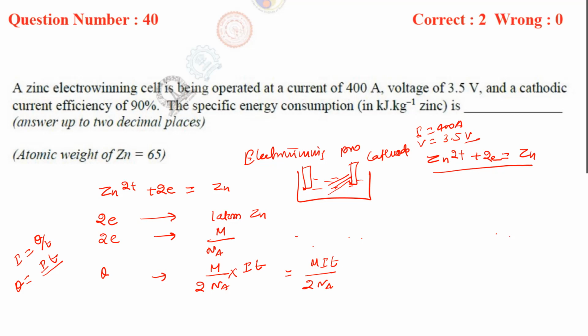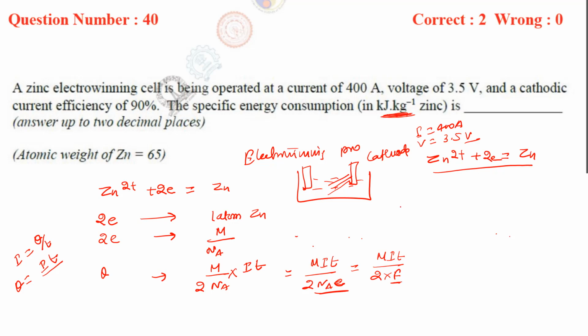Now here, 2 electron charge is basically 2Na, MIT by 2Na, and the charge of an electron will also be there, because 2 electron charge is there. So this changes to MIT by 2 into F, the Faraday constant. The charge of 1 mole of electrons will be 2F, basically F, that will be the Faraday constant.